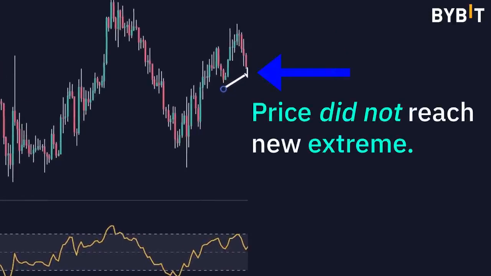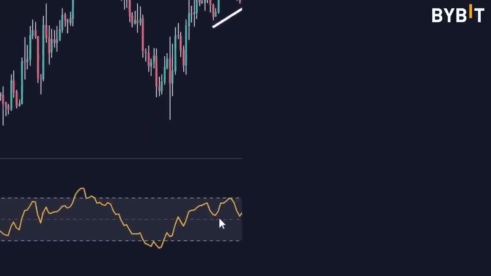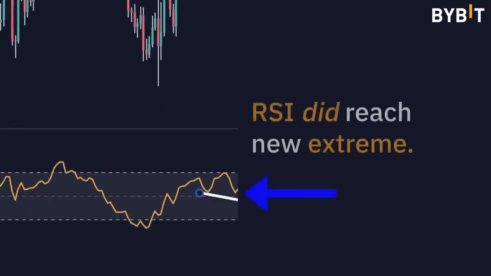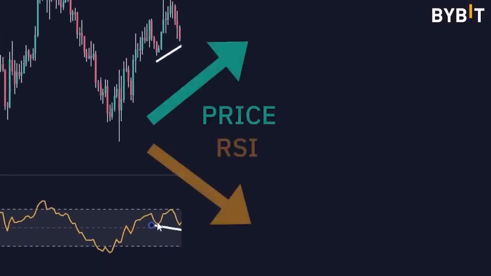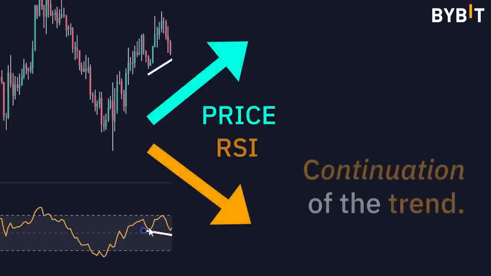This low to the right did not reach a new price extreme. But when we look at this to the downside, notice how the relative strength index, the right dip did reach a new low below the left dip. This signals a continuation of the trend.